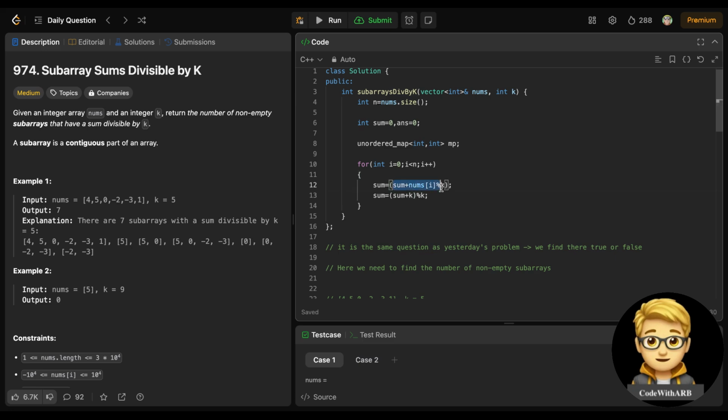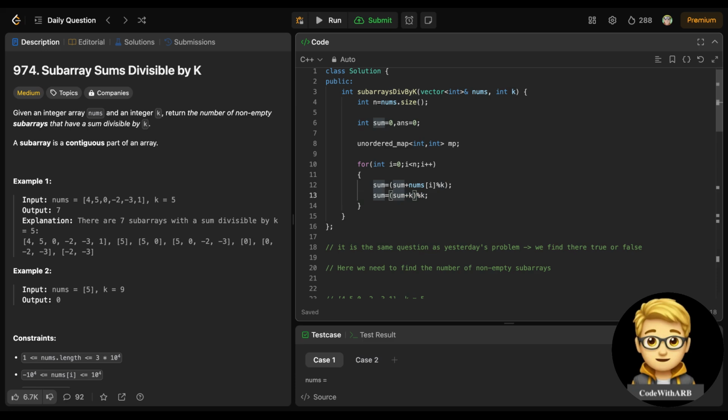So if it is a positive number, then this sum plus k will not get affected, because k modulus k becomes 0. But if it is a negative number, it will become positive. Suppose the sum becomes -1, so -1 plus 5 becomes 4, which is a positive number, and by taking modulus it becomes again 4.